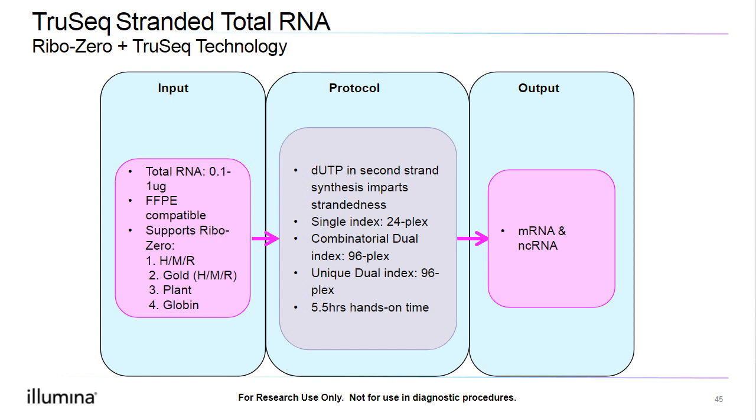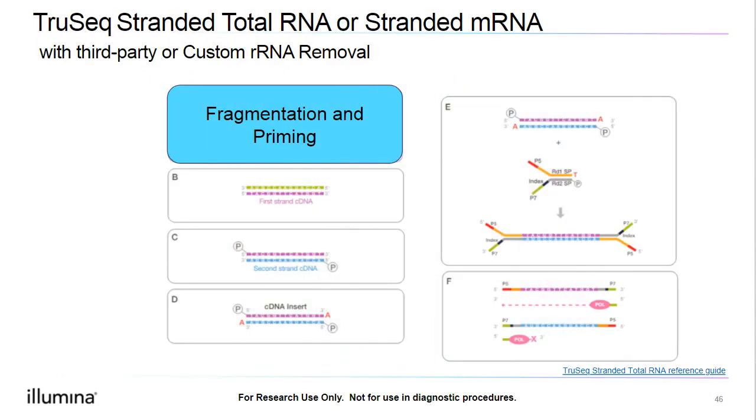If you're using a sample type that may not be compatible with the Ribo-Zero probes listed here, you have more options. You can use a third-party or a custom rRNA removal kit of your choice to deplete the rRNA up front. Once the rRNA is depleted, you can use the depleted input with either the TruSeq Stranded Total RNA or even the TruSeq Stranded mRNA to proceed with fragmentation, priming, cDNA synthesis, and subsequent library prep steps.